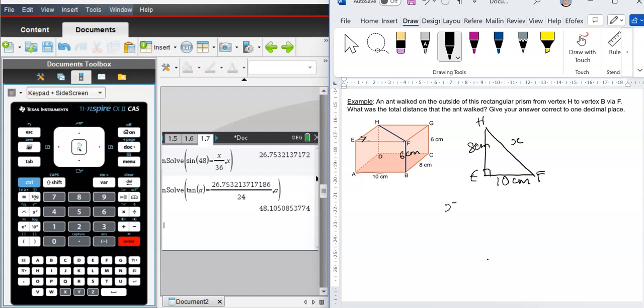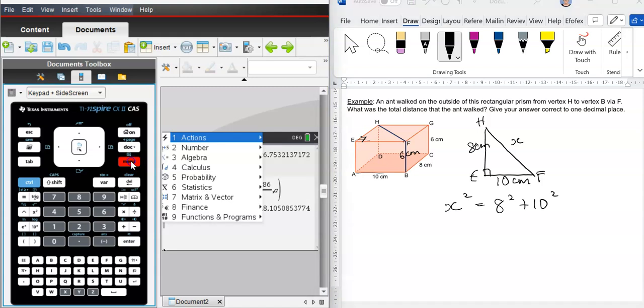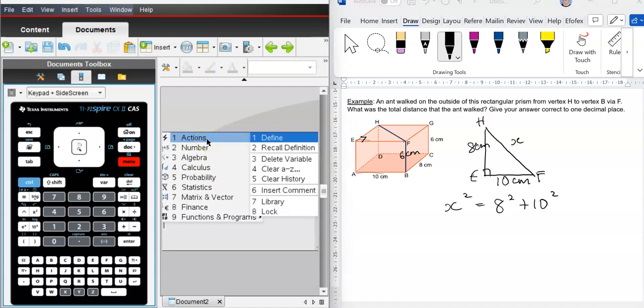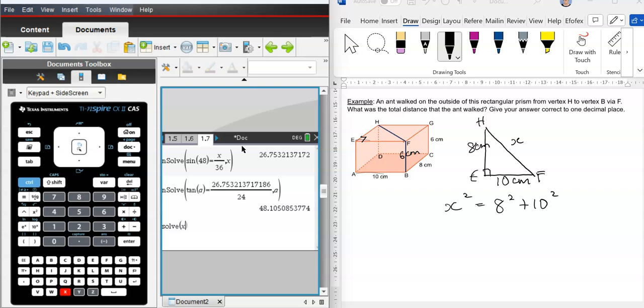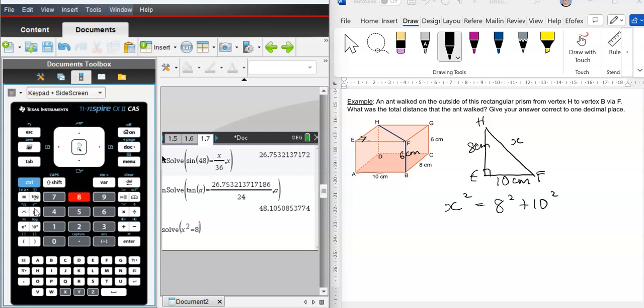So we know that x squared is equal to a squared plus b squared. So we know 8 squared plus 10 squared. And when you calculate that on your calculator, because this is a normal solve, it hasn't got trigonometry in it, I can use menu 3 1 this time. Okay, and I'll type in that equation. X squared is equal to 8 squared plus 10 squared. And I'm solving that for x.